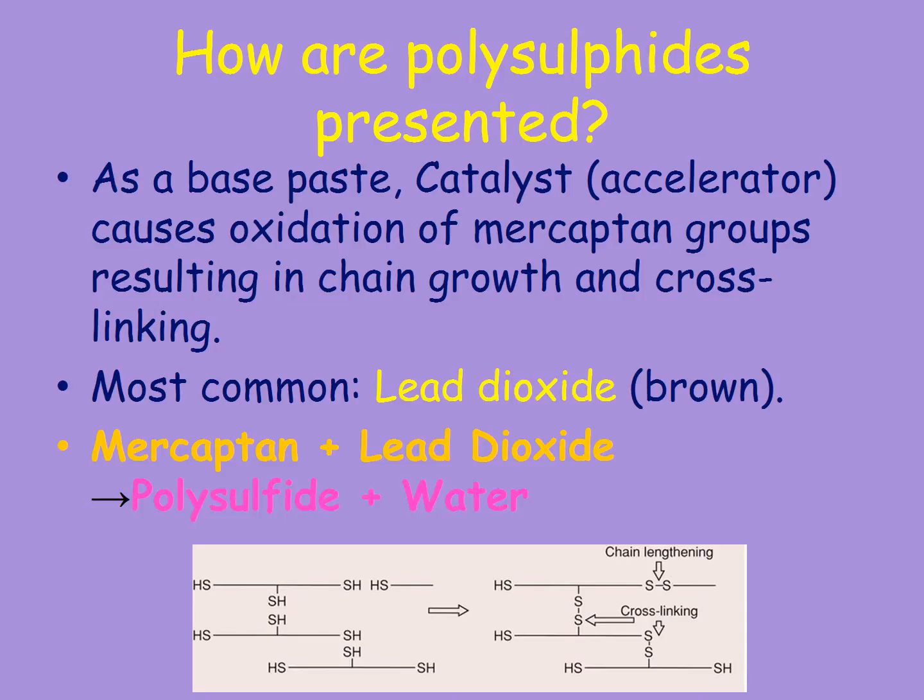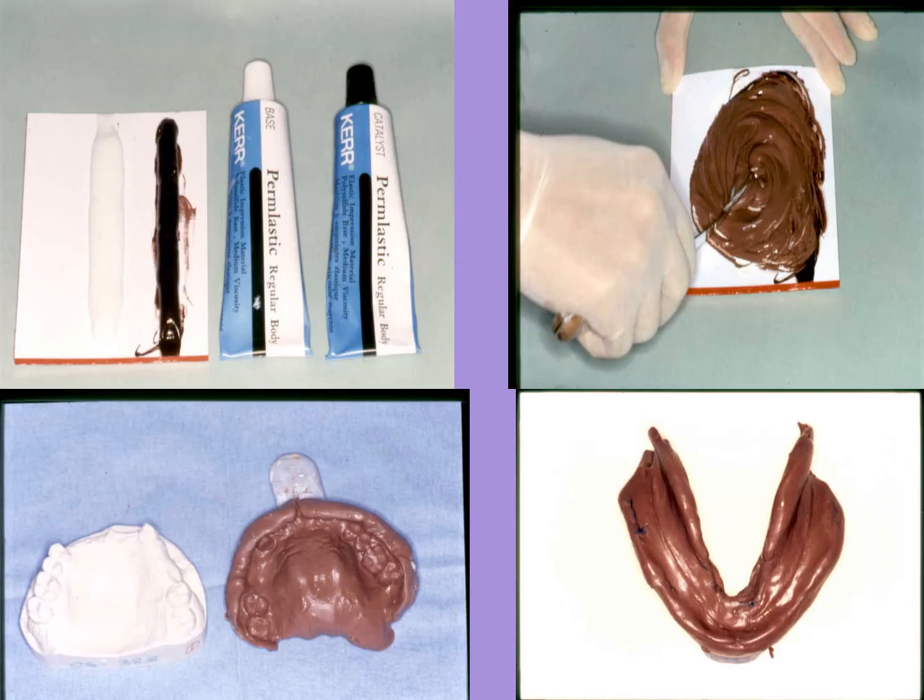Polysulfides are presented as a base paste that contains polysulfide and fillers such as titanium dioxide, and we have a catalyst, which will cause oxidation of the mercaptan group that will result in chain growth and cross-linking. The most commonly used is lead dioxide that gives a brown color. So the lead dioxide will oxidize mercaptan group, and this will give us polysulfide plus the byproduct, which is water.